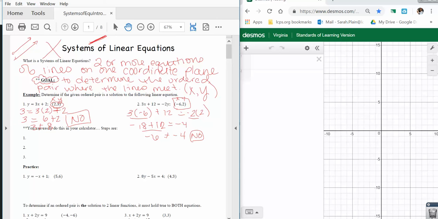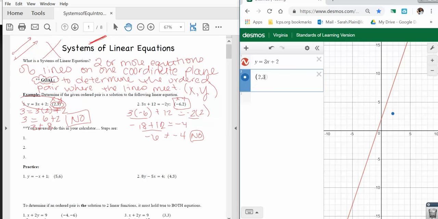Another way I could have checked my answers is to go over to Desmos and type in this equation right here, y equals 3x plus 2. Then if I were to graph that ordered pair, so if I come down to line 2 and type in 2, 3, notice that blue point. That blue point is not on my red line, so obviously it's not a solution.